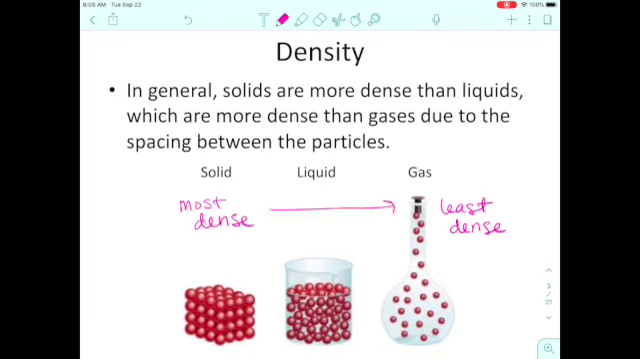In general, solids are more dense than liquids, which are more dense than gases due to the spacing between particles. So solids tend to be the most dense, and gases are the least dense. And then liquids are in the middle. And this is talking about the same substance. If you melt down a substance and compare the solid to the liquid, the solid tends to be more dense. And if you boil the liquid, the liquid tends to be more dense than the gas. Water is kind of weird because water is a little backwards, because we know that ice floats in liquid water. So solid water is less dense than liquid water. But the trend for most substances is that the solid is more dense than the liquid, which is more dense than the gas. Just water's backwards.